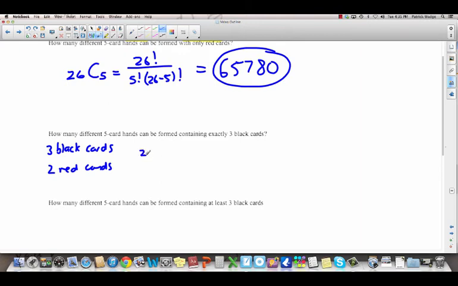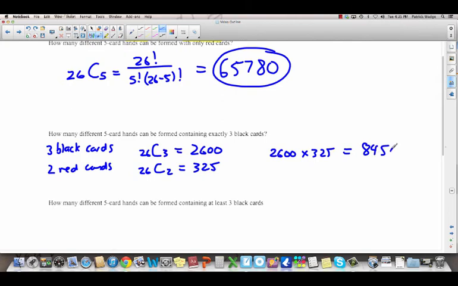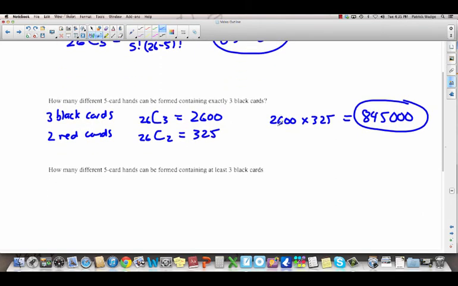Okay, so to get 3 black cards, that means out of how many black cards are there total? 26. You have to choose 3 of them. And for red cards, there's also 26 of those, and you need to choose 2 of them. So you pick up your calculator and you figure out what 26 choose 3 is, and it's 2600. And you figure out what 26 choose 2 is, and it's 325. And then when you multiply together 2600 times 325, you get the final answer, which is 845,000. Okay, so that's how many 5-card hands can contain exactly 3 black cards.